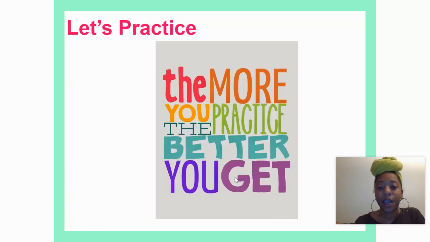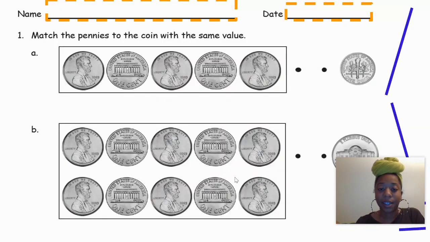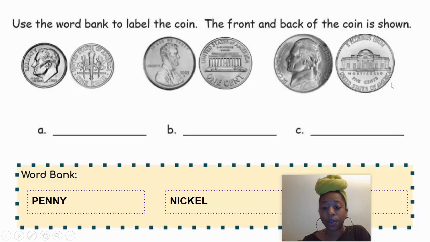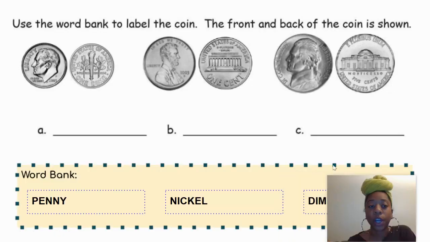Let's practice. The more you practice, the better you get. When you get ready to do your problem set, you're going to see this page first. You're going to drag the blue lines to match the coin with the value, okay? You don't need all of the blue lines. You're only going to use 2. It's up to you to decide which blue line helps you match. Okay, on this page, you're going to use the word bank to label the coin. The front and the back of the coin is shown in the picture. I'm going to click this and I'm going to drag it all the way up and put it where it goes. The same with the nickel, same with the dime. Click and drag.